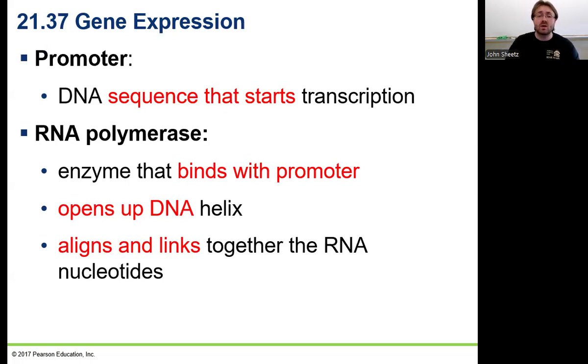The actual transcription sequence is started by a section known as a promoter. RNA polymerase binds to the promoter, and it unwinds the DNA helix and aligns and links together the RNA nucleotides. So it's building the backbone for the RNA nucleotides as well.